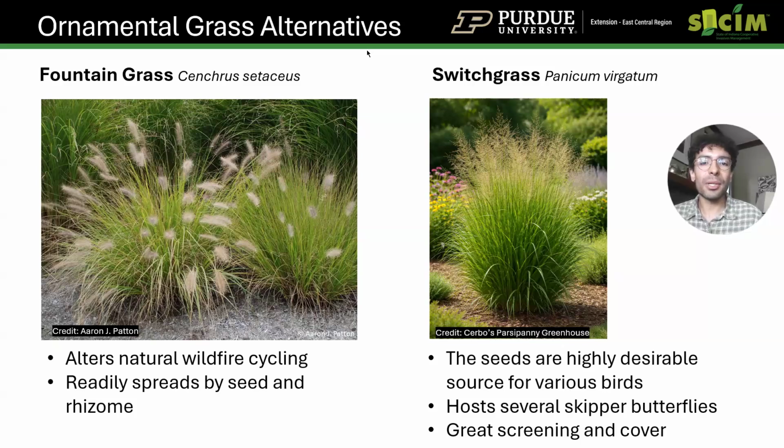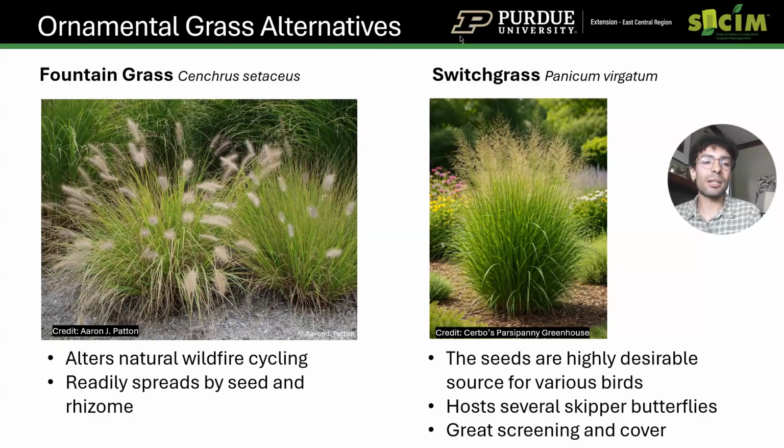And a really good replacement for this would be switchgrass. Switchgrass is again a great source of seed, a source of food for birds. It's a host plant, whereas all of these non-native grasses are not hosting any of our native insects. The switchgrass in particular is another one that's going to get really tall, can be 6 to 9 feet tall. One thing to consider with these ornamental grass alternatives is that these are all pretty large forming grasses.